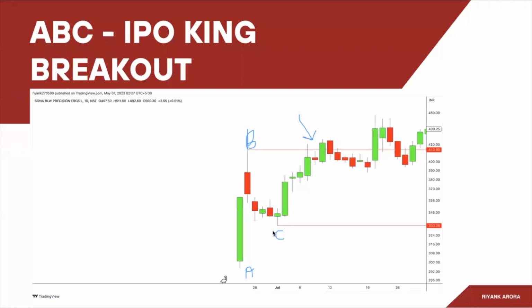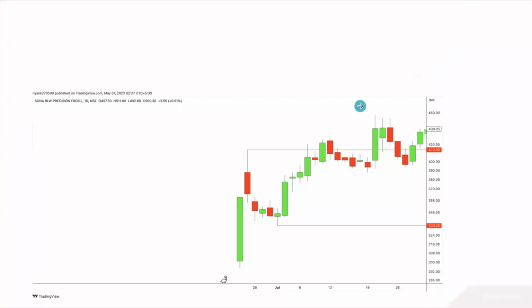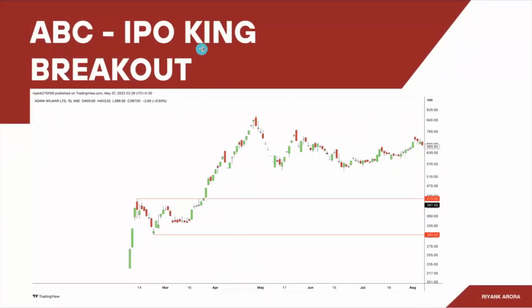So the stop loss was 333.25 on daily closing basis, and your target 2x and 3x. So 2x target was achieved, by the way. So yeah, this was one more example of Sona Comstar. Going forward, we had one more example which formed on Adani Wilmar, which was AWL.